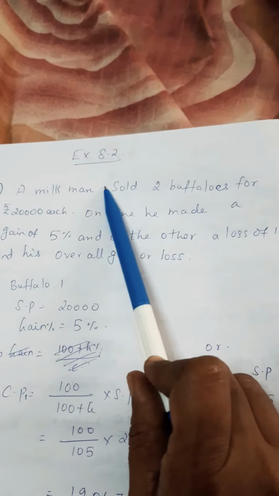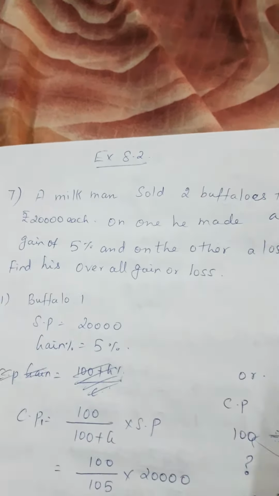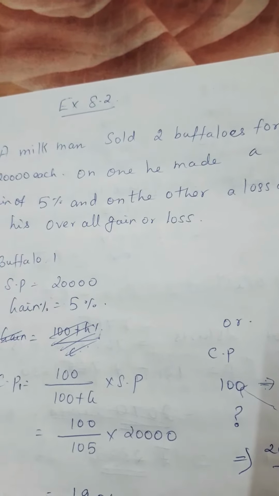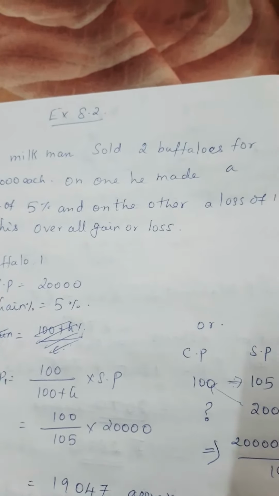Sold means selling price. Sold 2 buffaloes for 20,000 each. One buffalo he sold for 20,000, the other one also he sold for 20,000. On one he made a profit of 5% and on the other he made a loss of 10%. Find the overall gain or loss. This is the question. So, there are 2 buffaloes. We will take the first buffalo, buffalo 1. In buffalo 1, what is the selling price? 20,000, and the gain percent is given as 5%.